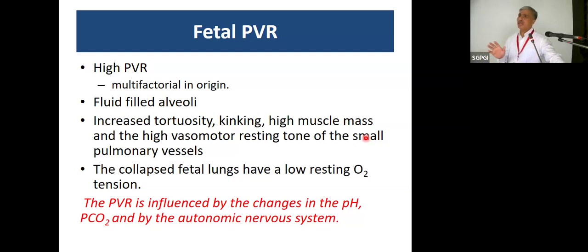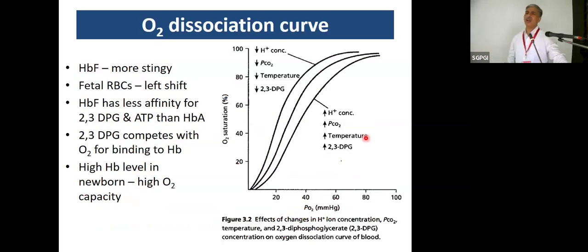The myocardium was not so well formed, I would say. The heart rate was taking over all these things. And the third is that the PVR in the fetus is much higher because of multiple factors. So the high PVR has to be understood.